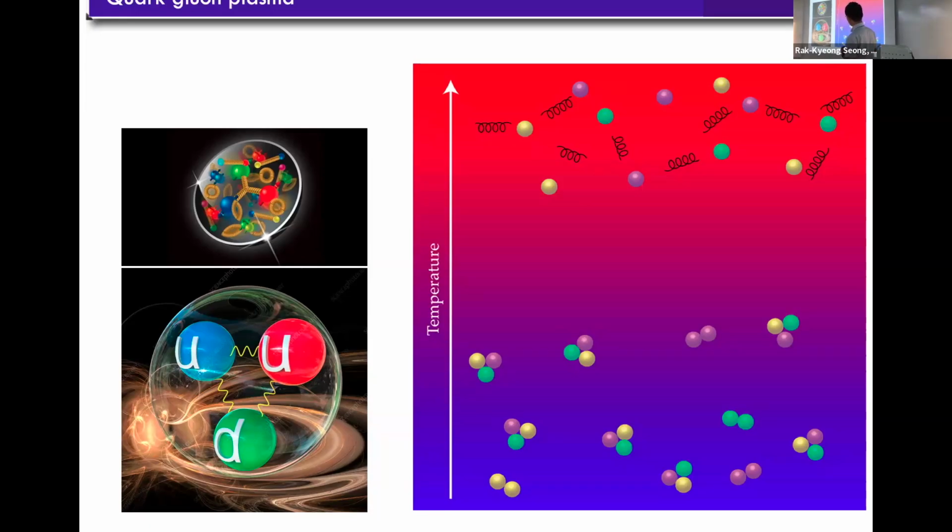So these are quarks and gluons, but it looks like a plasma. This is a quark-gluon plasma. This is a proton and neutron, hadron things. As the temperature goes up, it becomes this. It's very reasonable, right? Then how can we make this system on Earth?